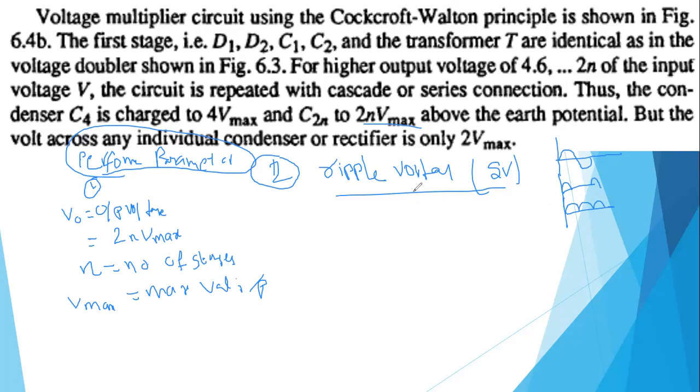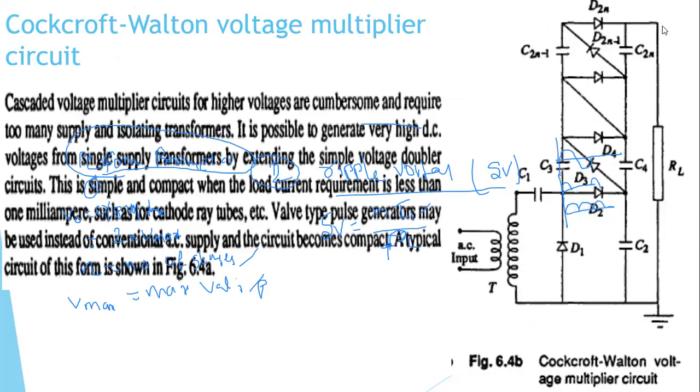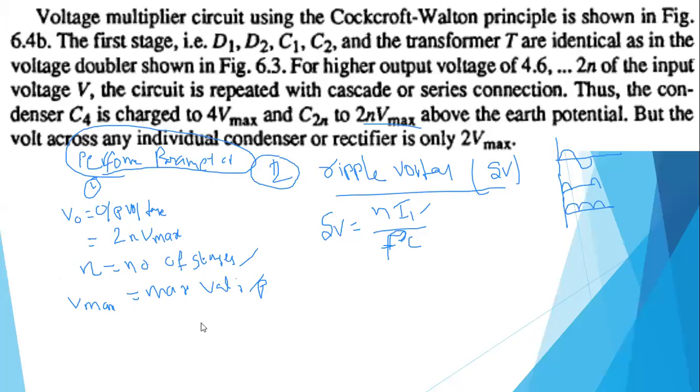The formula for delta V, you need to remember these standard formulas: delta V equals N into I1 by FC, where N is the number of stages, I1 is the load current, the current passing through the load, F is the supply frequency, and C is the capacitor. So this is the ripple voltage, one of the parameters.